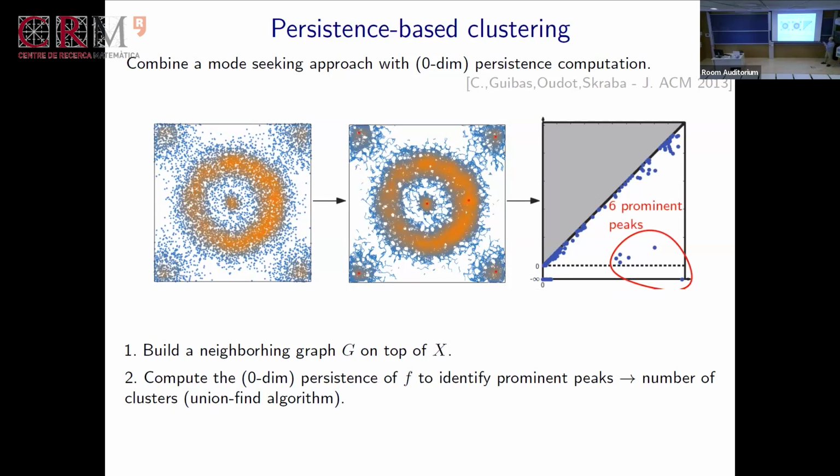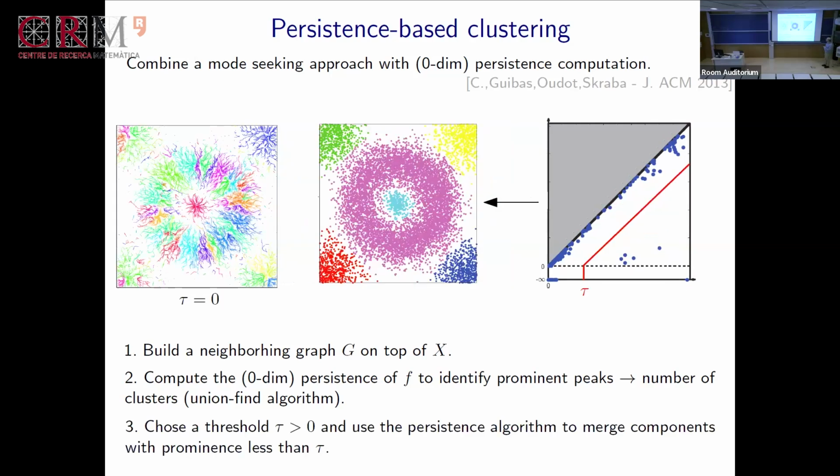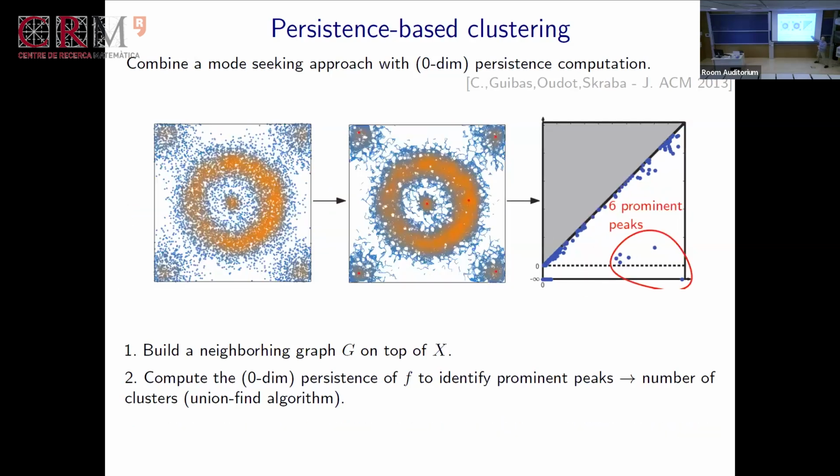Okay, then you get 6 points here. And if you look at the corresponding maxima, you get 1 at each corner, 1 at the center here, and 1 here on this kind of annulus, right? So now there is 1 per what we would expect to be a cluster. And what we can do now is that we can read this diagram.